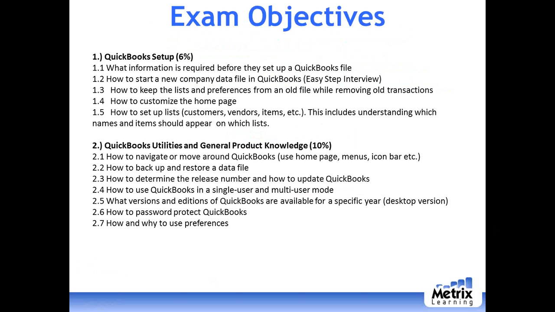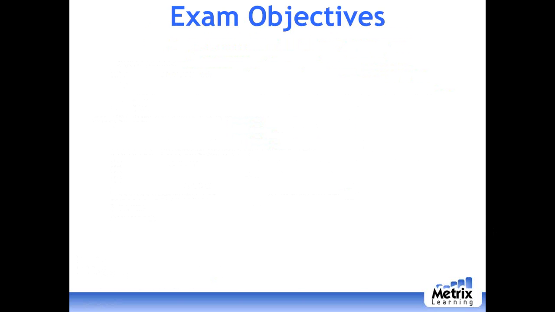Topic number 2 is QuickBooks utilities and general product knowledge. This is 10% of the questions asked. You will want to know how to navigate or move around QuickBooks using the home page, menus, icon bar, etc., how to back up and restore a data file, how to determine the release number and how to update QuickBooks, how to use QuickBooks in single-user and multi-user mode, what versions and editions of QuickBooks are available for a specific year, how to password protect QuickBooks by going to Company, Setup Users, and how and why to use preferences in QuickBooks.